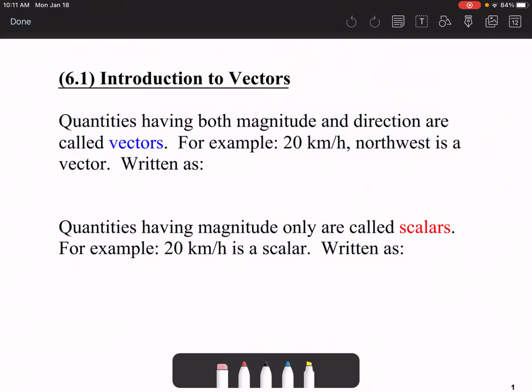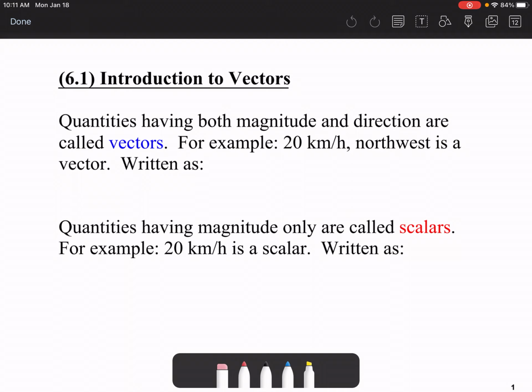Hello and welcome to Lesson 6.1, Introduction to Vectors. Please make sure you have a ruler on hand when you're doing these kinds of lessons, especially when you're talking about vectors. Quantities having both magnitude and direction are called vectors.